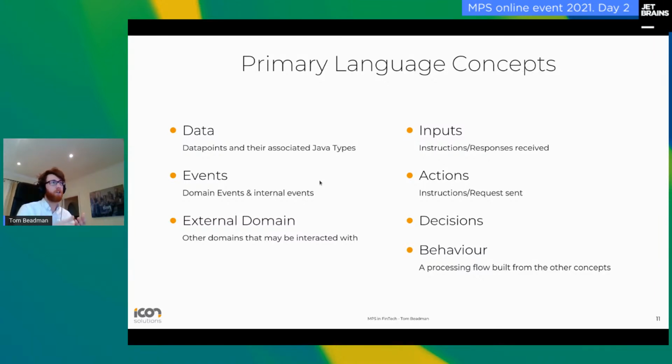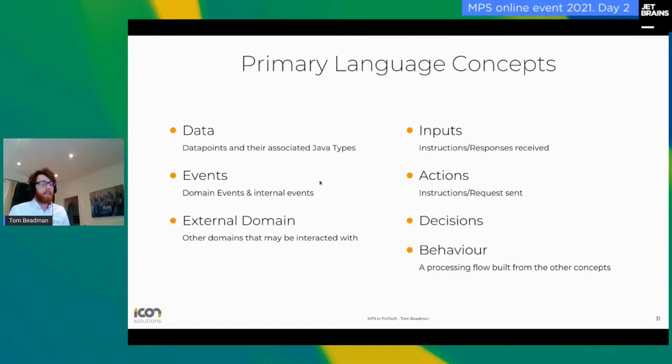So we have data as a concept, and that has IDs and also a link to the associated Java type, which allows us to generate the correct Java types as part of generation. We couldn't do without that, and that's where MPS proved really good, the interop with Java. We've got events, so those would be domain events that the business analyst would define as part of the DSL, but also internal events as well.